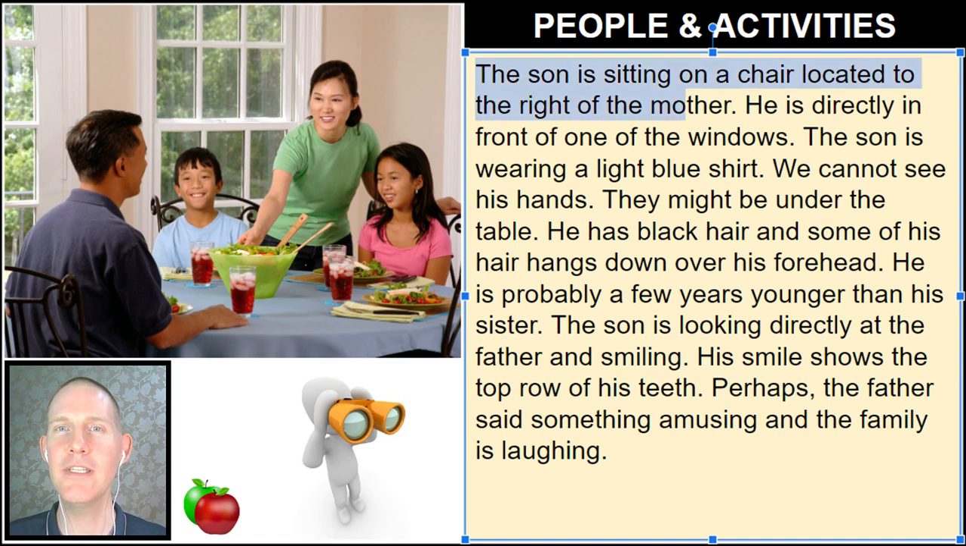Okay, let's do pronunciation. Repeat after me. The son is sitting on a chair, excuse me, we'll do that one again. The son is sitting on a chair located to the right of the mother. He is directly in front of one of the windows. The son is wearing a light blue shirt.